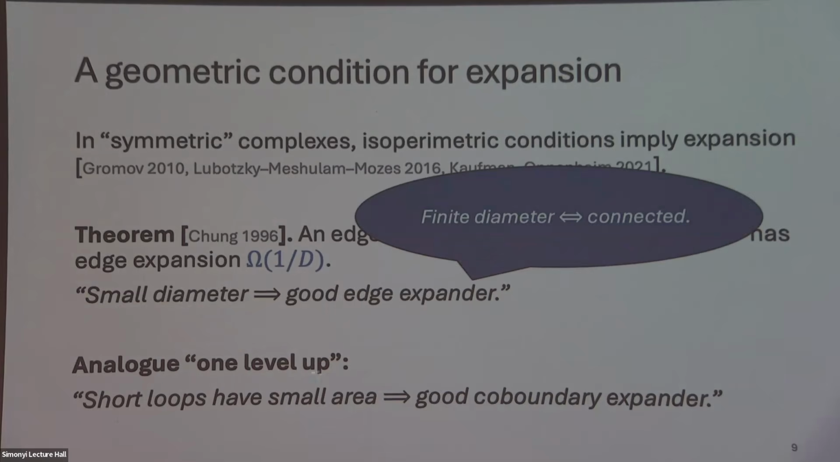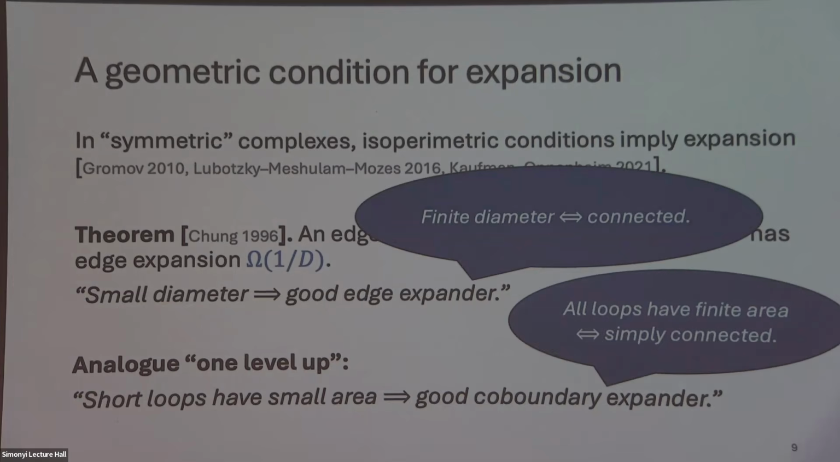Similarly, in a complex where you have triangles, the one-higher-level notion of connectedness that we typically care about is simple connectedness, which means there's no holes. And this has a similar qualitative generalization, which says that if every loop has finite area, meaning every loop can be filled in by some number of triangles, then the complex has a connectivity property, namely it's simply connected. Does this make sense?